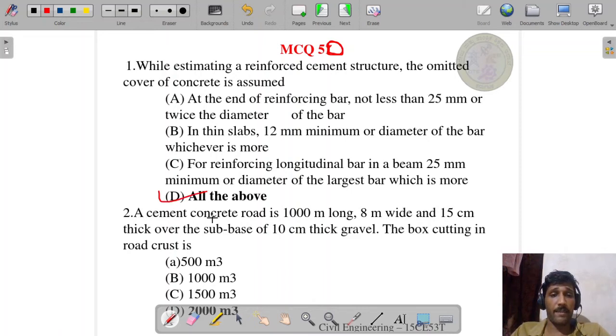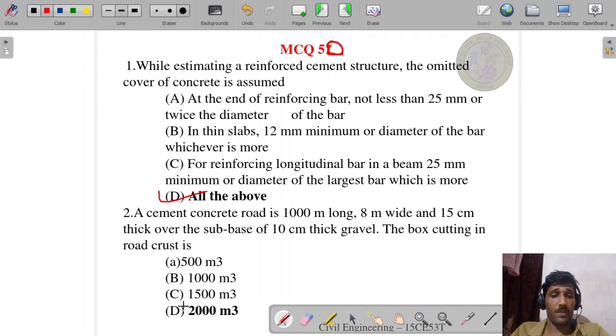Next, second question. A cement concrete road is 1,000 meter long, 8 meter wide and 15 centimeter thick over the subbase of 10 centimeter thick gravel. The box cutting in road crust is dash. Option A 500 meter cube, option B 1000 meter cube, C 1500, D 2000 meter cube. Which is the correct answer? Option D is the correct answer. Next question.